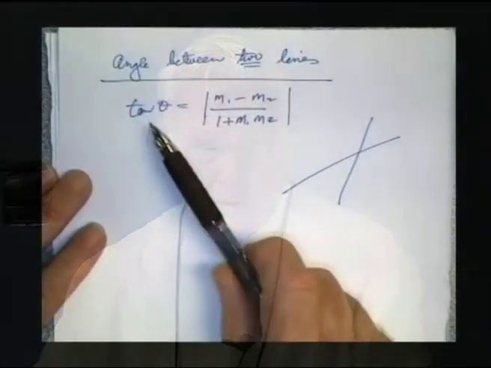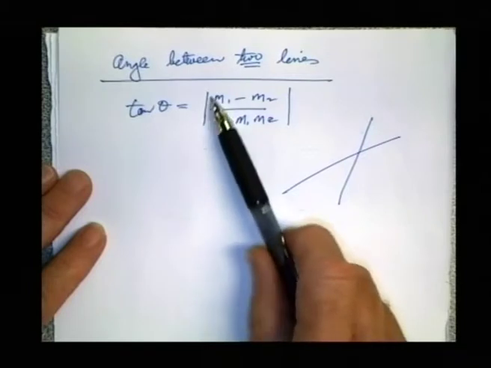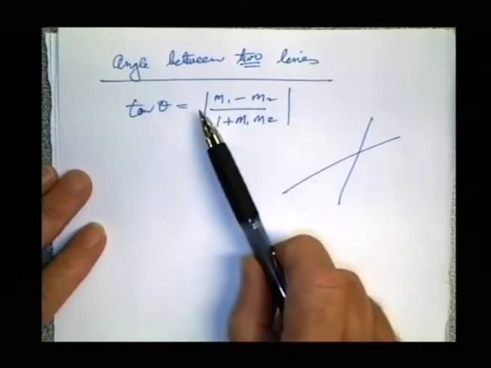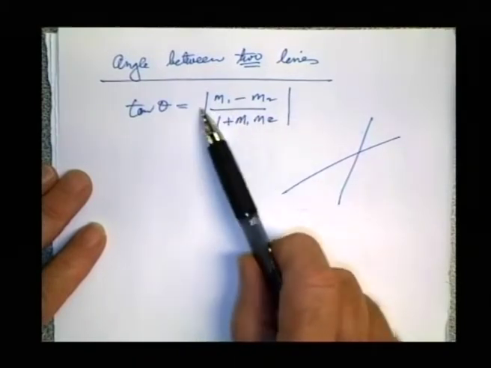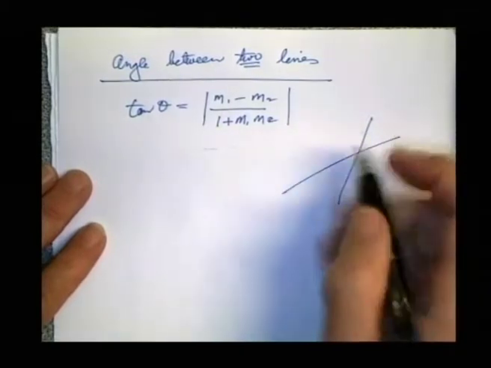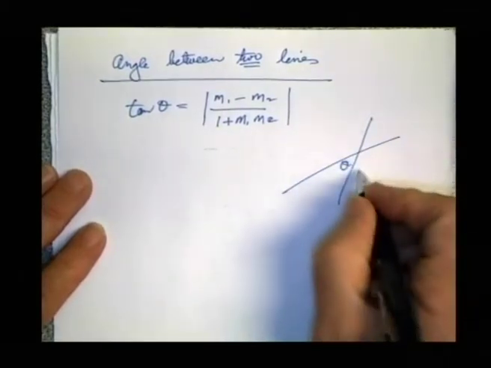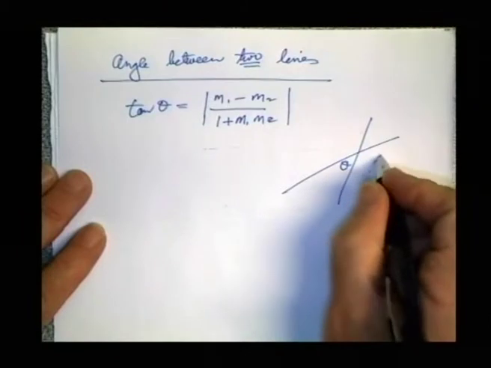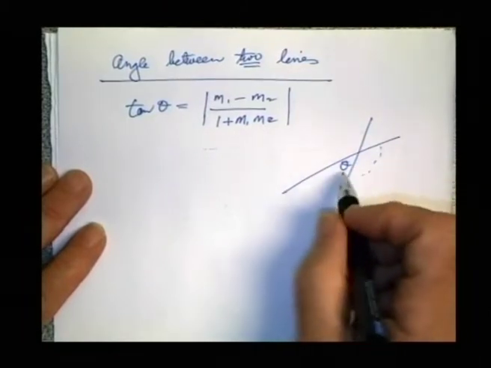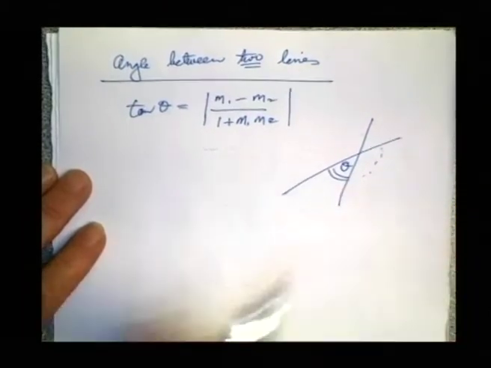A question also common in the HSC is the angle between two lines, and the formula is given here. Tan theta is the absolute value. Absolute means that we disregard the sign and we're just interested in the acute angle here. If you took the other angle, the negative angle, and tan is negative, you end up with the obtuse angle. So we're only interested in the acute angle.